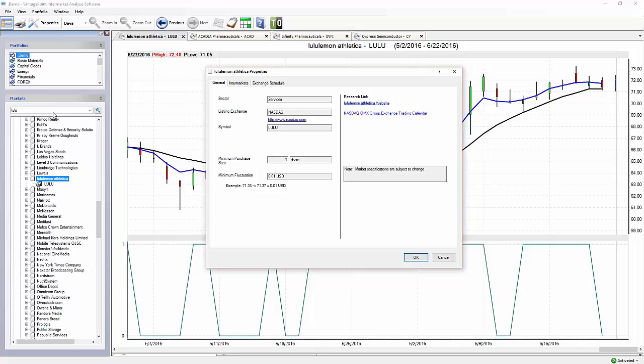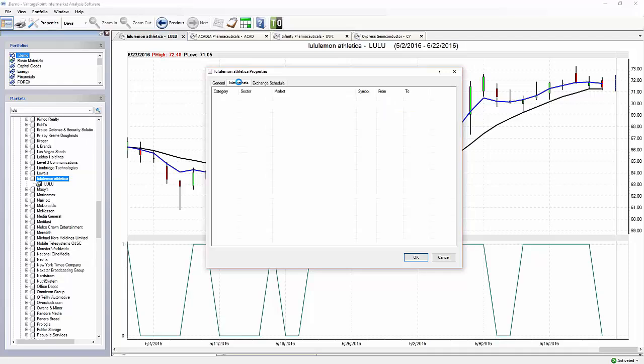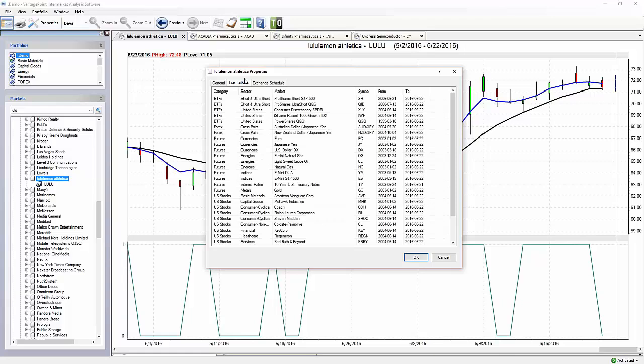Now, if I go into Lulu, go into my properties here, I can click on Intermarkets, and this is the secret sauce, guys. This is what's extremely important to understand, and what most traders completely ignore when they step in and start making trading decisions on a market. What we're using here is a type of artificial intelligence called neural networks. It's a type of learning machine, and it can scan unbelievable amounts of market data.